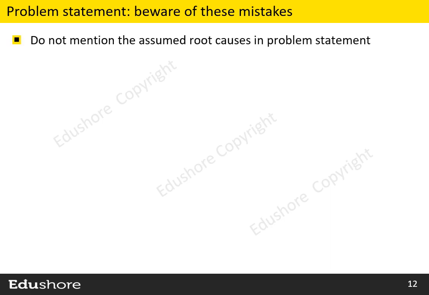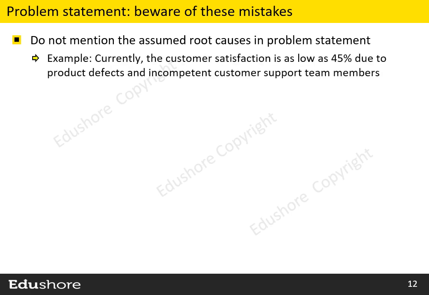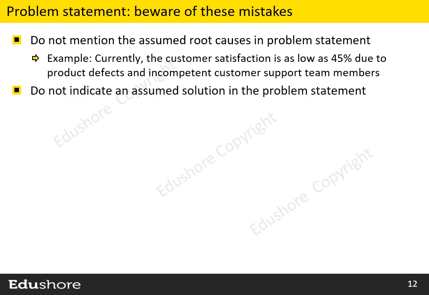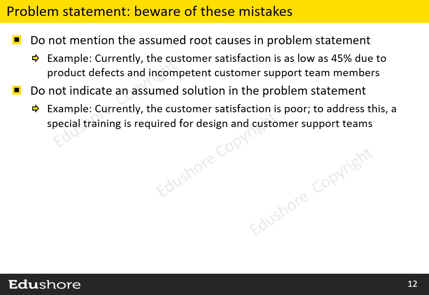It is important to be aware of some of the mistakes that we usually make while writing the problem statement. We should not mention the assumed root causes in the problem statement. Have a look at this example. This statement clearly mentions the assumed root causes. We should avoid indicating the assumed solution in the problem statement. Have a look at this example. Clearly, this problem statement indicates the assumed solution to the problem.